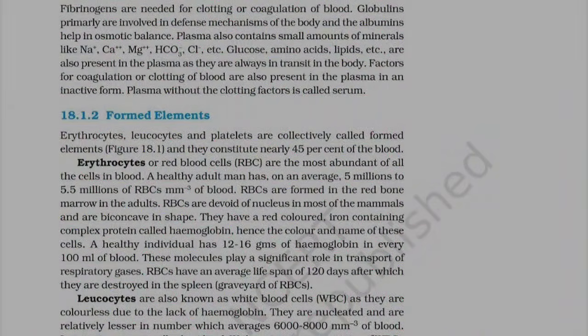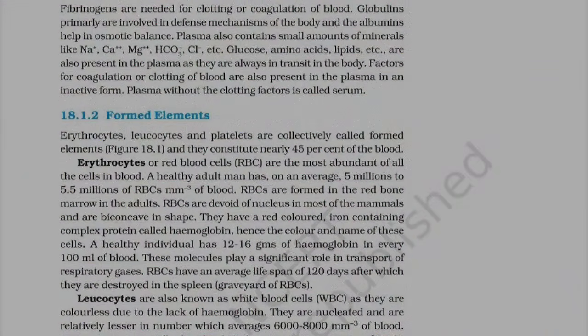18.1.2. Formed elements. Erythrocytes, leukocytes, and platelets are collectively called formed elements, figure 18.1, and they constitute nearly 45% of the blood. Erythrocytes, or red blood cells, RBC, are the most abundant of all the cells in blood. A healthy adult man has, on an average, 5 millions to 5.5 millions of RBCs per mm³ of blood. RBCs are formed in the red bone marrow in the adults.